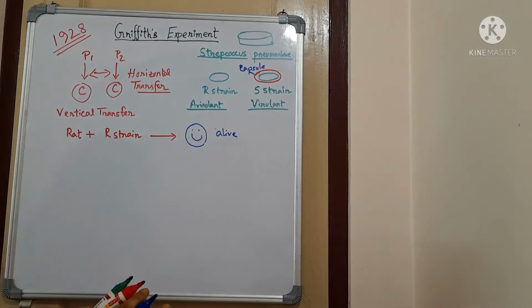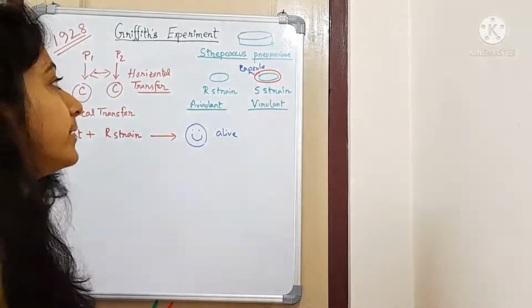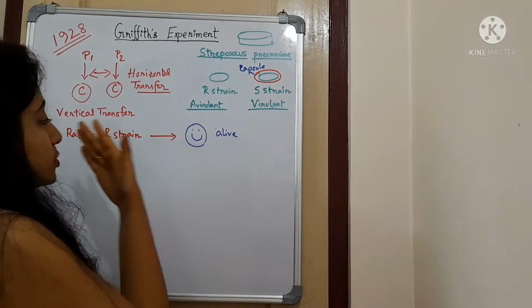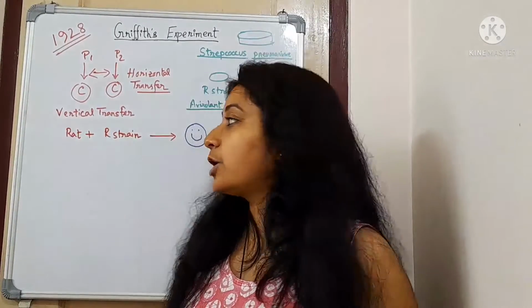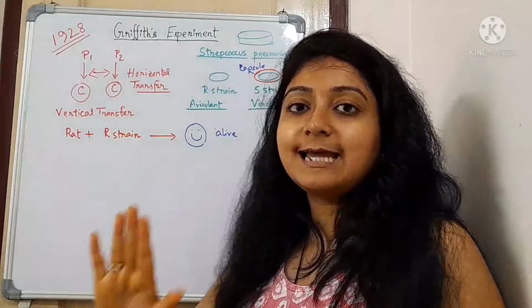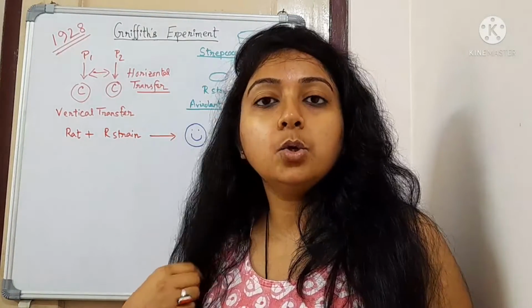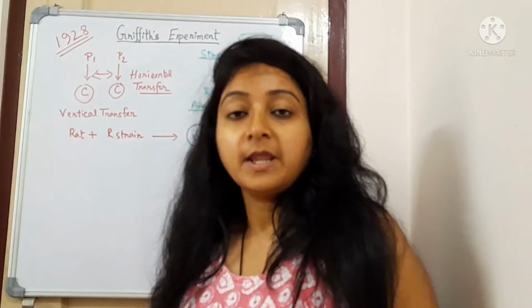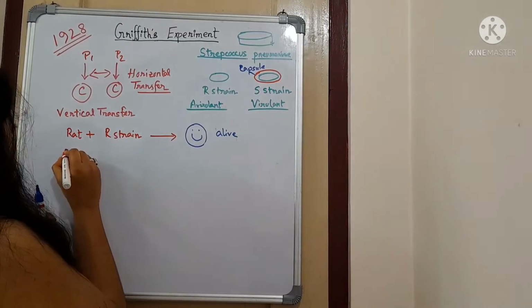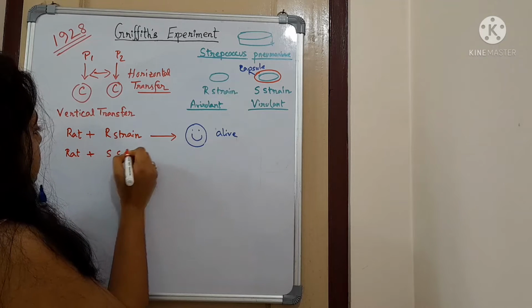This was expected because it does not have any kind of capsule. So when he injected this R strain into the rat's body, the defense mechanism can very easily recognize this R strain and kill the R strain bacteria very easily, and that is why there will be no chances of any disease, and in that way the rat will be alive. In the second case, he took another rat for his experiment. He injected the S strain.